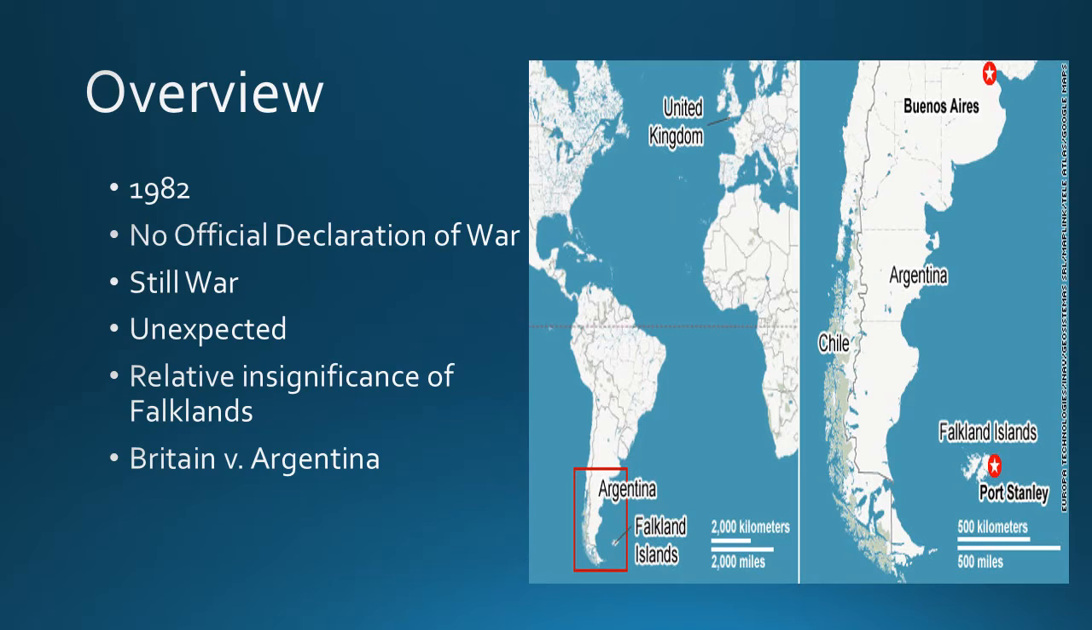Well, this map is designed to show this. We're going to have on one side Britain and the United Kingdom, and on the other side Argentina. So anyways, we'll go through and see what happens here, what causes this war, how the fighting takes place, and then what the effects of this war are.